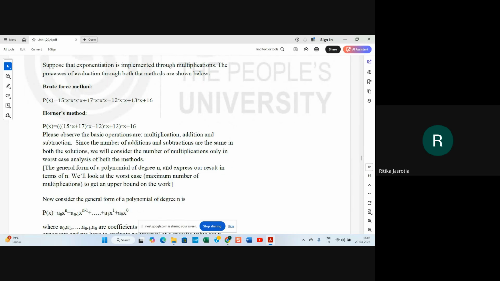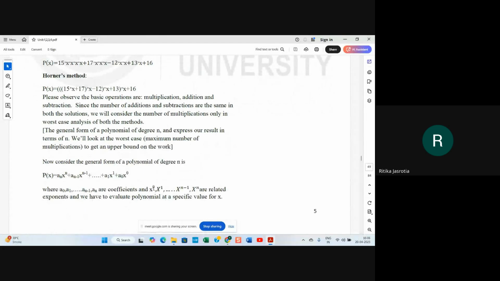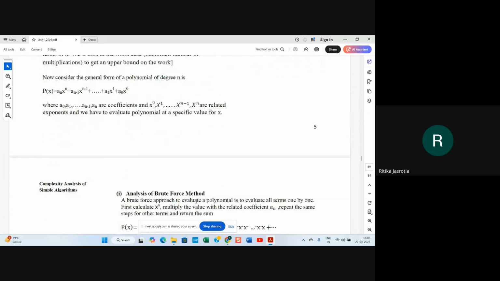Consider the general form of a polynomial of degree n, and express our result in terms of n. We will look at the worst case, the maximum number of multiplications, to get an upper bound. So now consider the general form of a polynomial of degree n: an x to the power n, an minus 1 x to the power n minus 1, plus up to a1 x to the power 1, a0 x to the power 0, where a0, a1, up to an are coefficients, and x to the power 0, x to the power 1, up to x to the power n minus 1 are the exponents, and we have to evaluate the polynomial at a specific value for x, right?